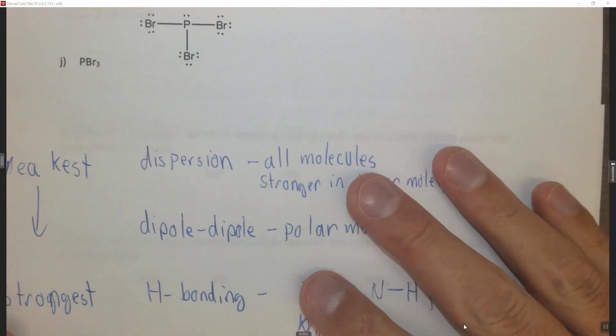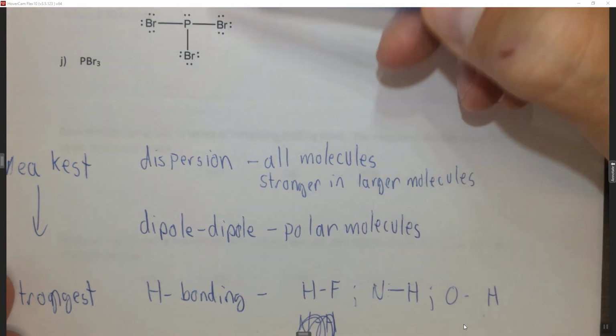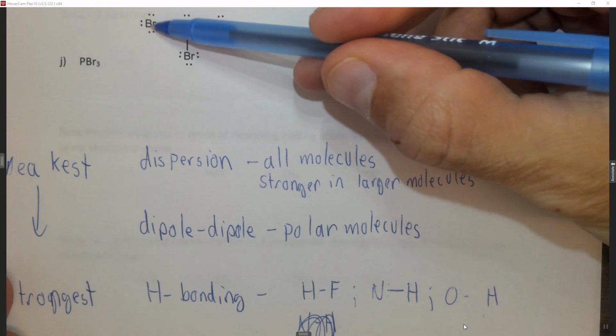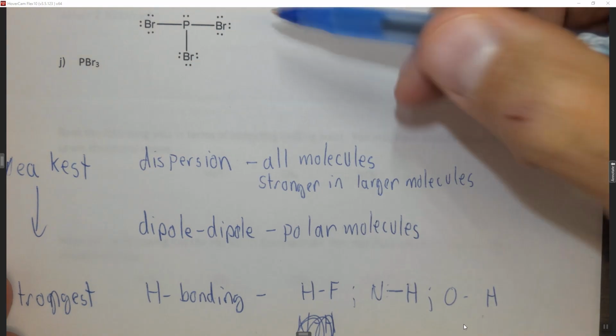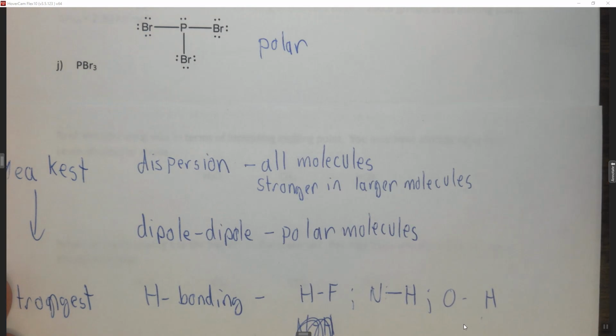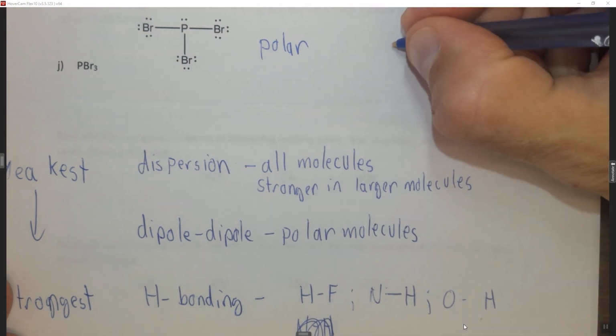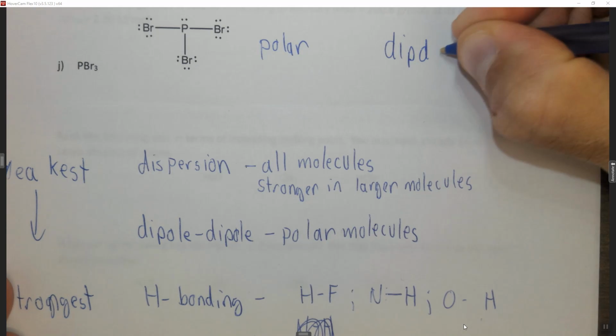And finally, we have PBr3. So if we look with respect to phosphorus, the central atom, we have one lone pair domain and 3 bromine domains. Not all domains are the same, so this one is going to be polar. Because it is polar, the strongest intermolecular force is your dipole-dipole force.